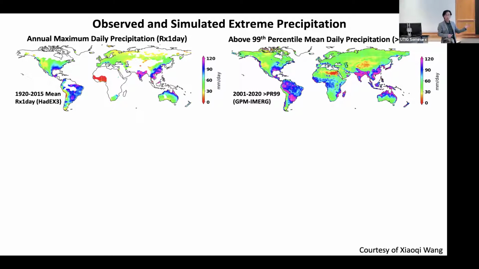So again, I'm going to switch to another topic now, because there are lots of things we can talk about. I want to talk about extreme precipitation. It turns out there's a big difference between the high resolution model and low resolution model in terms of simulating extreme precipitation. Here I'm showing you 2 observational data sets. On the left is HadEX3, and this is the annual maximum daily precipitation. So basically each year you're looking for the one day where you have the maximum precipitation, using that as a measure of the extreme precipitation, right?